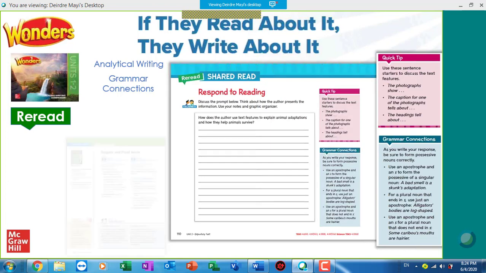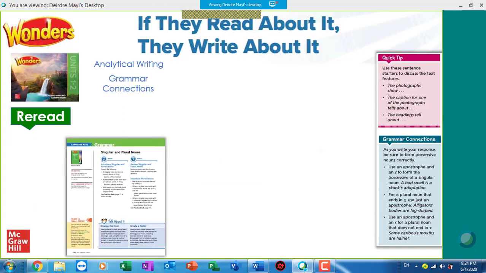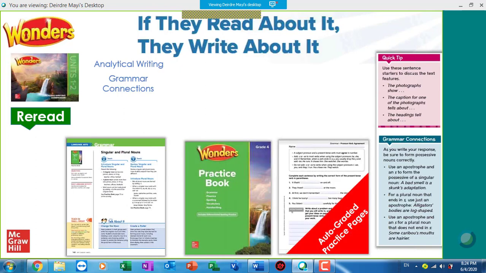We remind the students that grammar and writing go hand in hand. And so you will see some grammar connections on the right side of the screen. For those students who might need help getting their paragraph off the ground, you will see quick tips which help students start their sentences. Now, when it comes to grammar, there will be grammar instruction every single day. However, you will note that grammar instruction is very much tied to writing in Wonders.